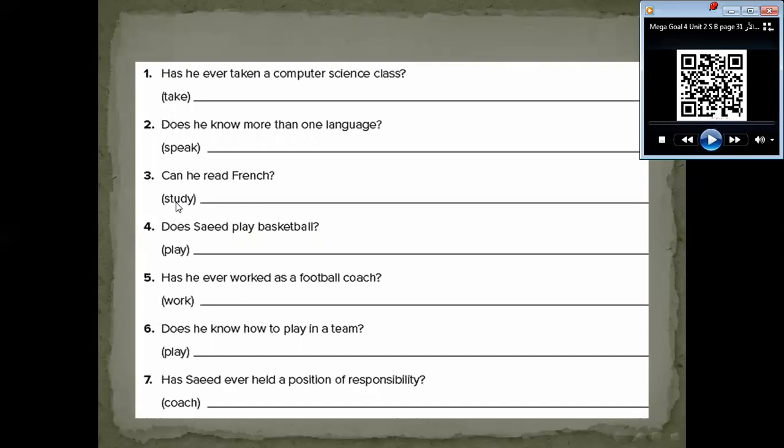طيب اتفضل يا عبد الرحمن. عبد الرحمن وليد من أول الناس اللي هي بترفع يدها وتحب إنها تشارك. اتفضل يا عبد الرحمن. أيوة مستر. عبد الرحمن, I want you to read the first question and give us the answer. Has he ever taken a computer science class?